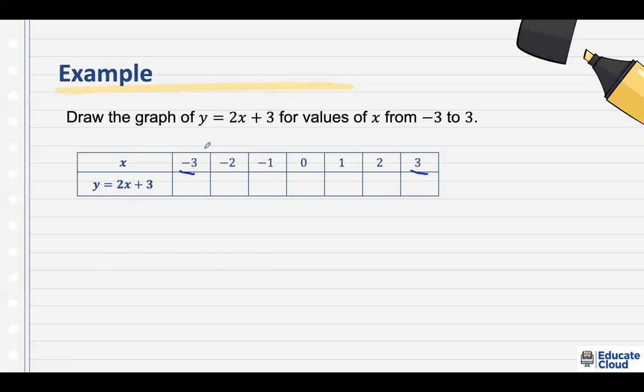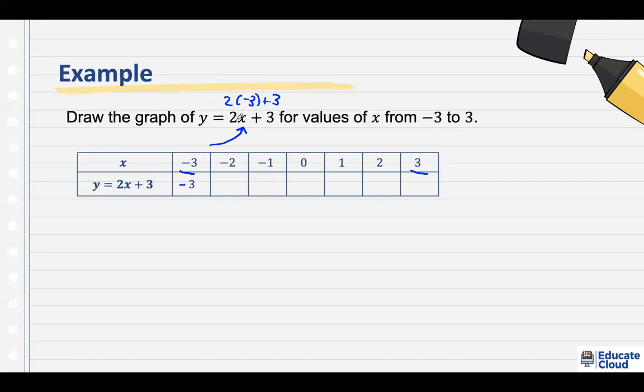So we're going to substitute in -3 instead of the x here. So that will basically give us 2 times -3 plus 3, that's -6 plus 3, so that is just -3. Yeah, that should be a -3.